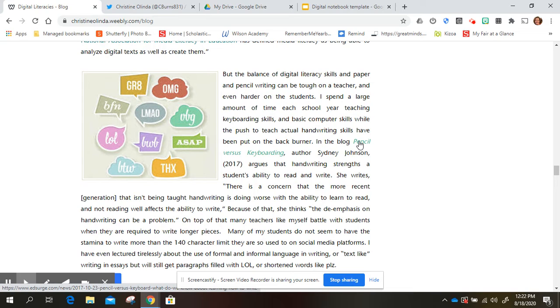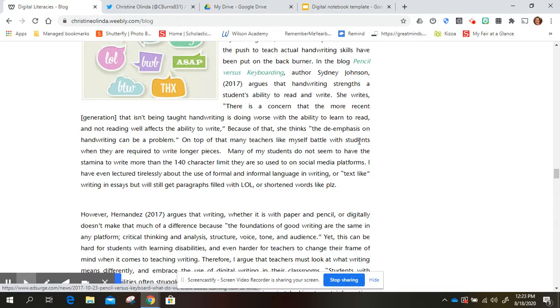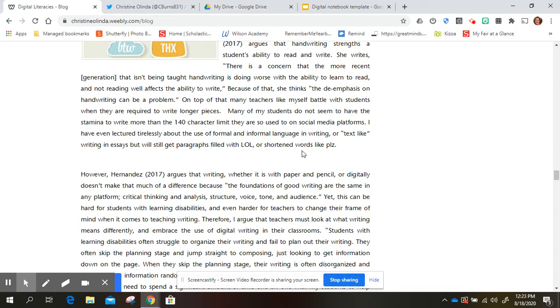It does say that, yes, handwriting can strengthen a student's ability to read and write. But then in another blog by Hernandez, titled From Analog to Digital, he makes an excellent point that writing, whether with paper and pencil or digitally, doesn't change the fact that the foundations of good writing are the same on any platform. Critical thinking, analysis, structure, voice, tone, and audience are still considerations.